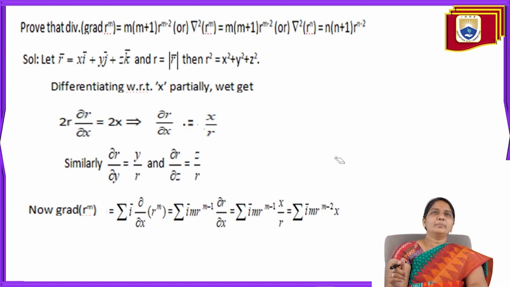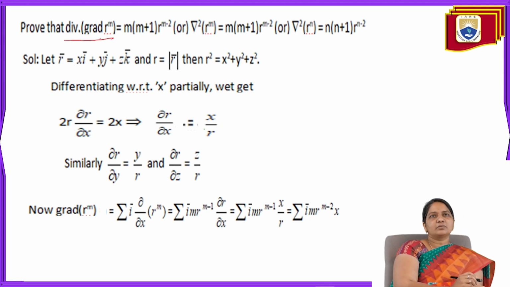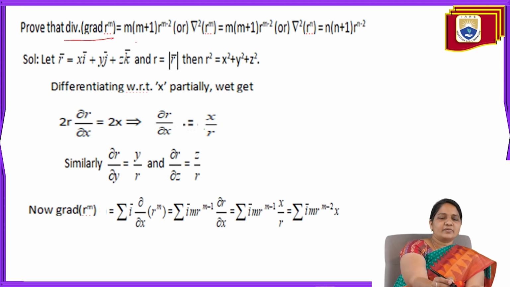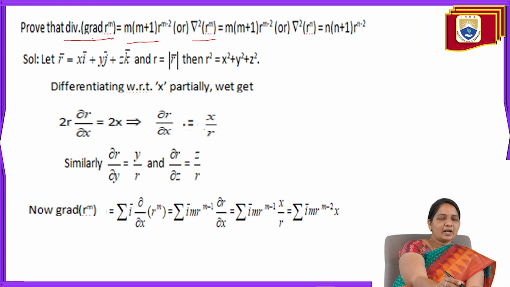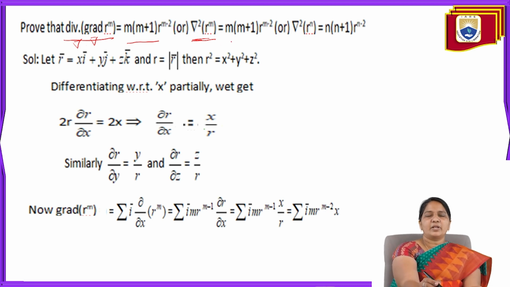Next is the next problem. Prove that divergence grad r power m is equal to m into m plus 1 r power m minus 2. Or they can give the same problem like this, del square of r power m. Here grad is del, divergence also del. So del dot del is nothing but del square. Del square of r power m is equal to m into m plus 1 into r power m minus 2.